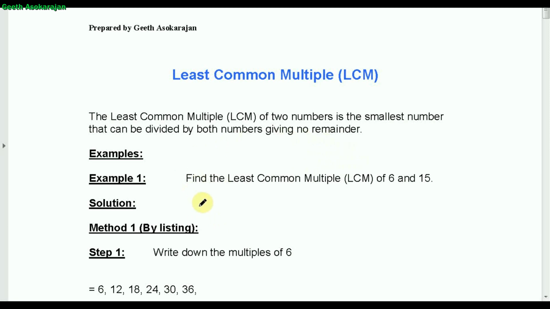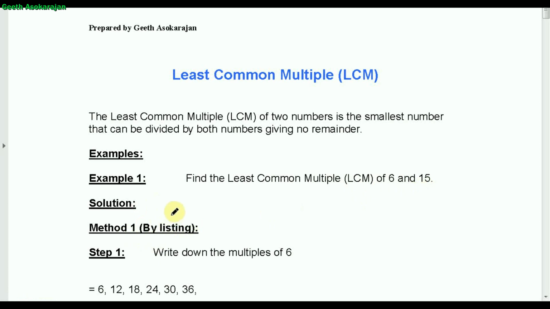Now there's a number of methods to work out the LCM, and that is the beauty behind mathematics, but I'm going to go through two of the methods. And here's an example to illustrate the method of listing. So example number 1, find the least common multiple, or LCM, of 6 and 15.